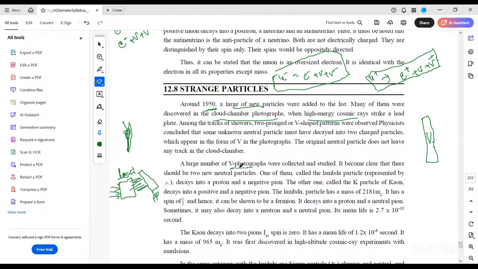A large number of V photographs were collected. After careful study, we understood that the V shape consists of one K particle and one lambda particle. In the output on the photographic plate, we got a V shape. After clearly observing that V shape, it is understood that two more new particles are observed. What are the two new particles? One is kaon, another is lambda. One is K and another is lambda. Now we will see the properties of K and the properties of lambda.